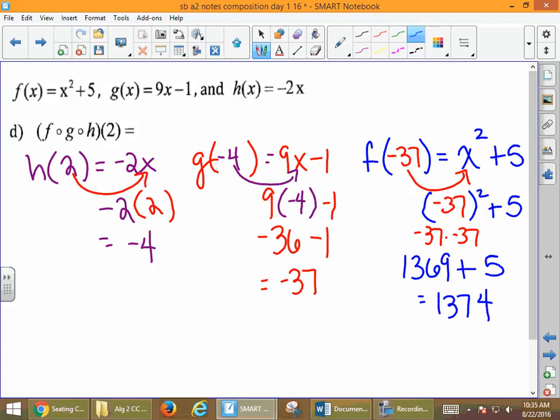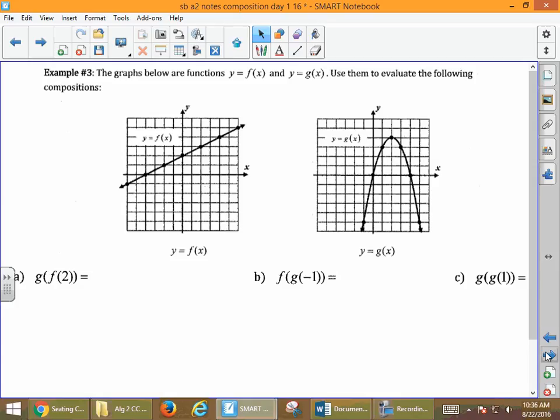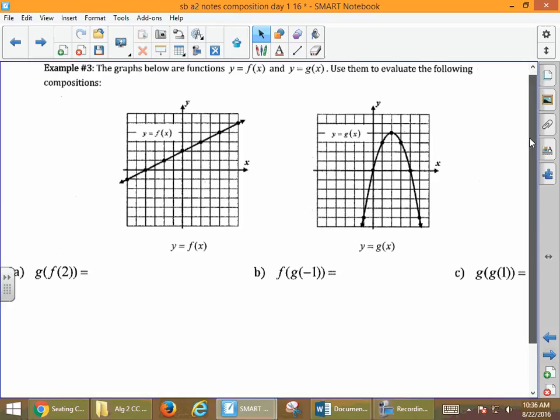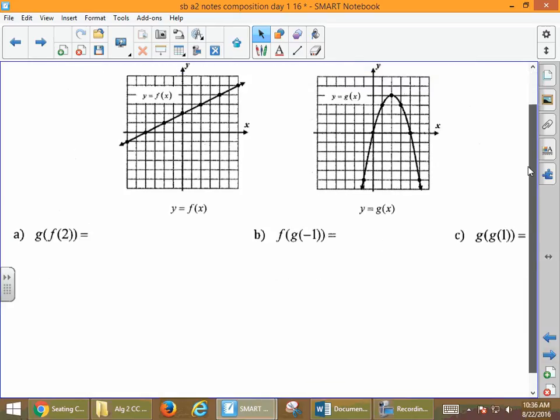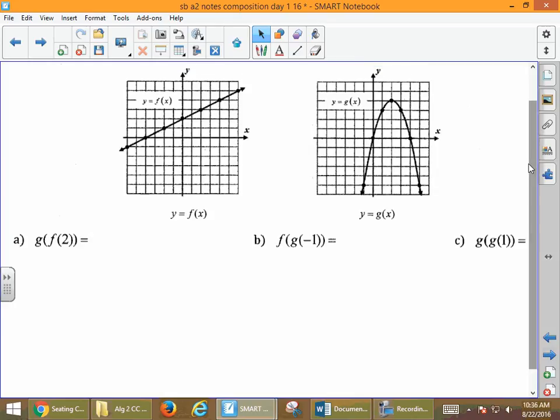So as we flip the paper over here, we've been working with functions, and last week we talked about functions as a set of ordered pairs. We looked at charts or tables, we looked at graphs, and as we turn our paper over, we have some graphs here. Our first graph here is our f of x graph. Our second graph is g of x, and we're going to use them to help us evaluate our compositions.